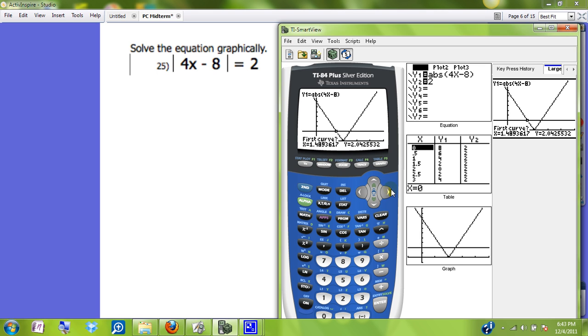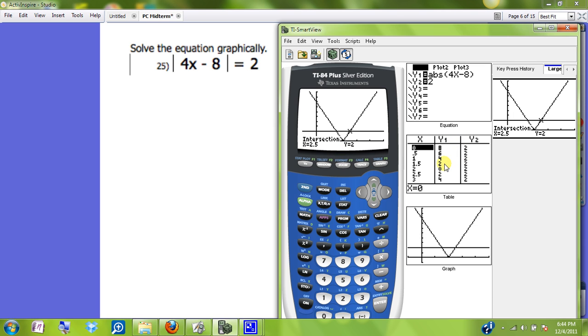And this time, to find the one on the right, I'm going to have to pull this cursor over so that the calculator understands which one I'm looking for. And once it's over here close to that line, we can just push enter once, twice, and 3 times, and that gives us 2.5. So graphically we found that it is equal to 1.5 and 2.5.